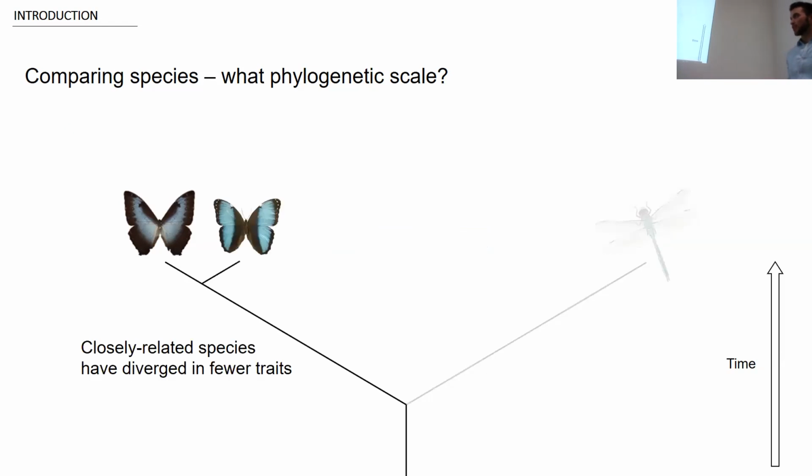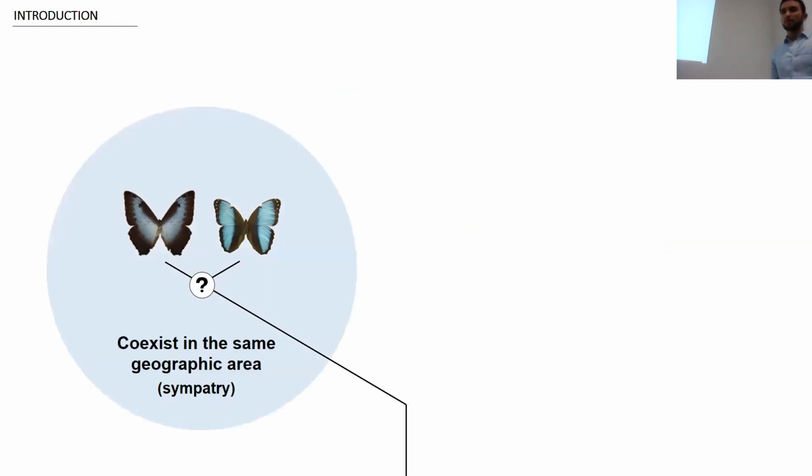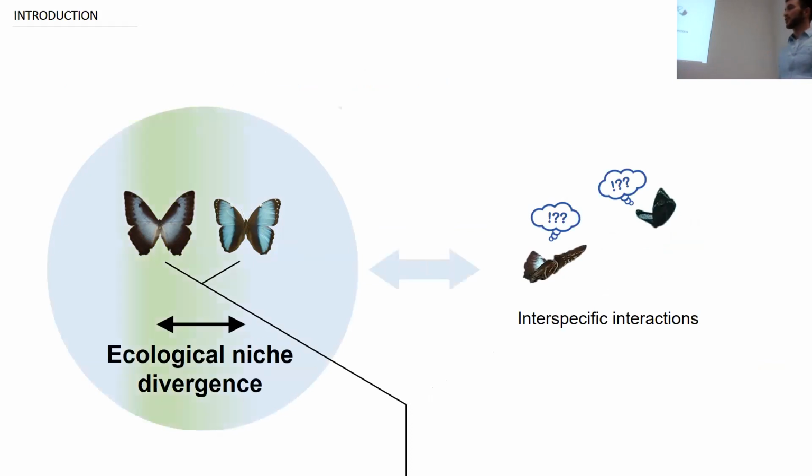In contrast, closely related species have generally diverged in fewer traits. So ecological differences among them are more subtle, and this makes the selective pressures driving divergence easier to identify. And to understand diversification, it is more relevant to look at species living in the same geographic area, what we call sympatric species. Sympatric species are expected to interact competitively or reproductively. And when living in the same place, these interactions can drive phenotypic or ecological divergence.